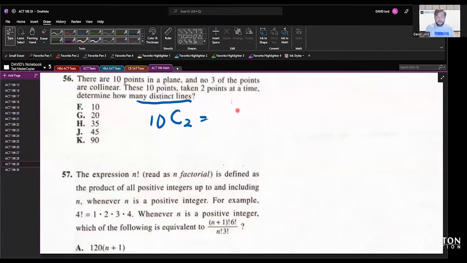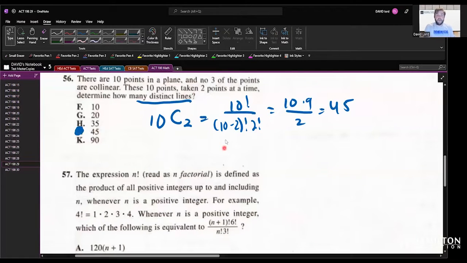That's going to be 10 factorial over 10 minus 2 factorial times 2 factorial, which is going to be 10 times 9 over 2, which is 45. And that's why the answer is J. Another way of going about this question is to draw a decagon because it's 10 points in a plane. And then you just count how many lines you draw as you go through it. So this is the much faster approach, but you could draw it out if you would like.